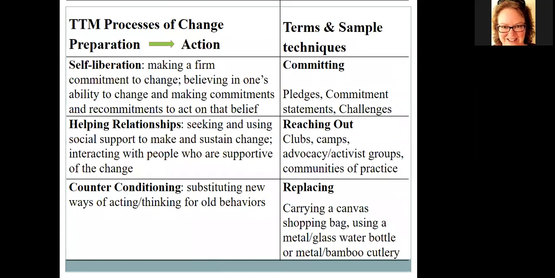Somebody posts Nature Club youth pledges. That would be a good example of commitment, that self-liberation process of change. Providing sustainable products via discounts, bringing people together for demos and workshops. Yeah. And we've got one here from Jill, having a clothing exchange so that people don't discard clothes that they don't wear, but exchange them with others. Sustainable fashion. Yes, that's a really nice one.